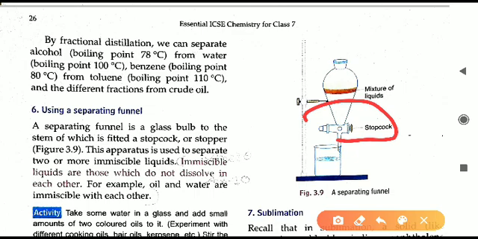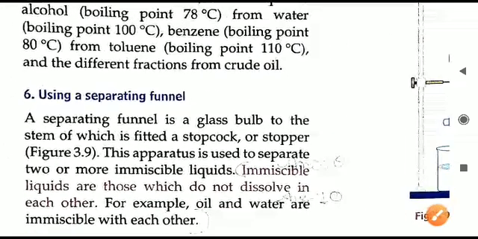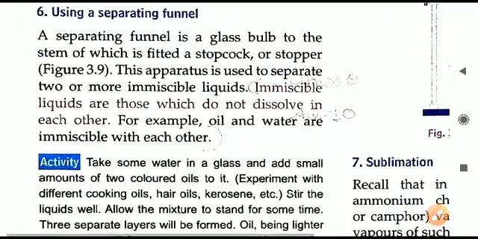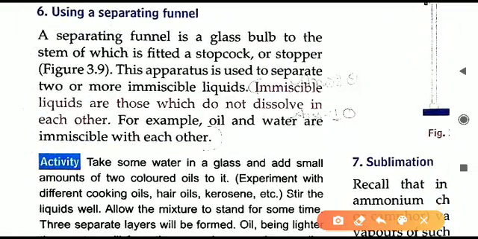Using this we can open it or close the flow of the liquid. If we have to stop the liquid flowing downwards, we can close this. It is just operating like a normal tap only. So this is a stopcock. Using this we can operate or control the flow of liquid. So this is used for separating what? It is used for separating two or more immiscible liquid.